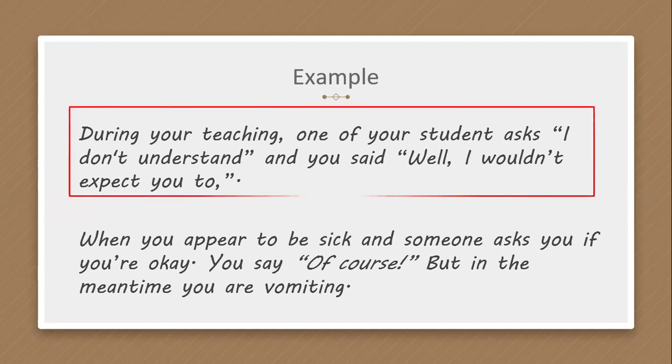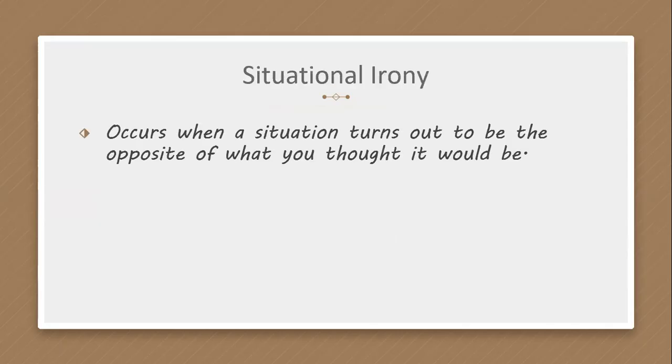Yes, so the first one in the red box and the second one in the yellow box. The red box is sarcasm and the yellow box is irony. Okay, now situational irony occurs when a situation turns out to be the opposite of what you thought it would be. So a situation here means a situation in real life.